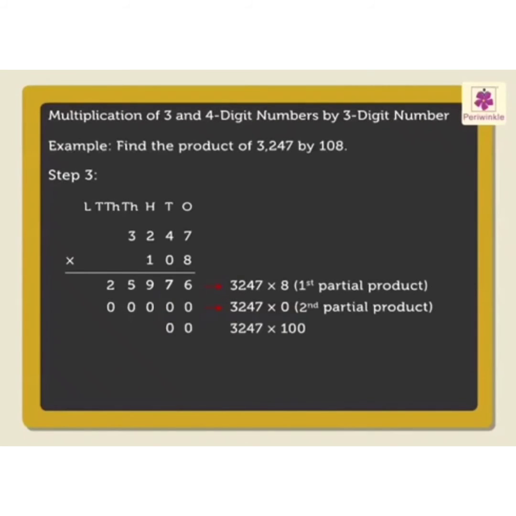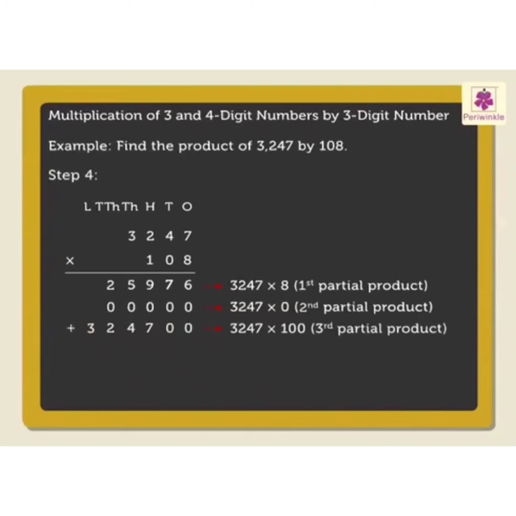Now, 7 into 1 is equals to 7. 4 into 1 is equals to 4. 2 into 1 is equals to 2. Now, 3 into 1 is equals to 3. So, we get 3,24,700 as the third partial product.